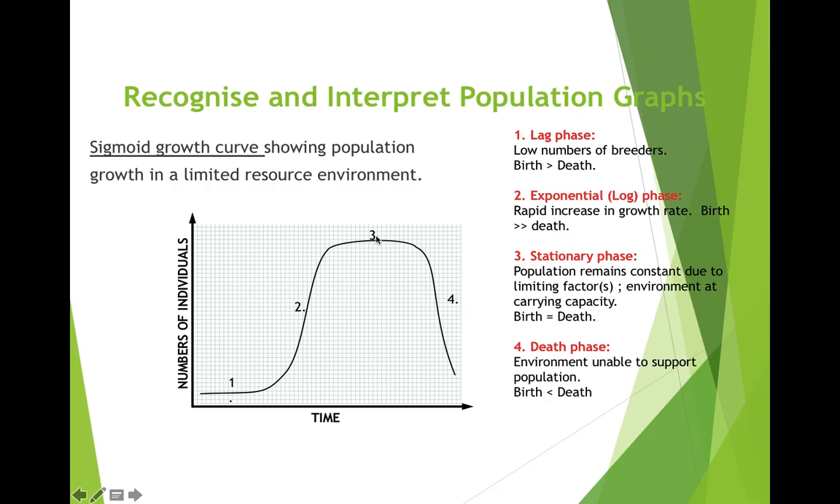And then the stationary phase is number 3 up here at the top. It's the peak. It's when the population remains constant due to limiting factors. So the environment is at what's called carrying capacity. And then, of course, there's the death phase. The environment is unable to support the population.